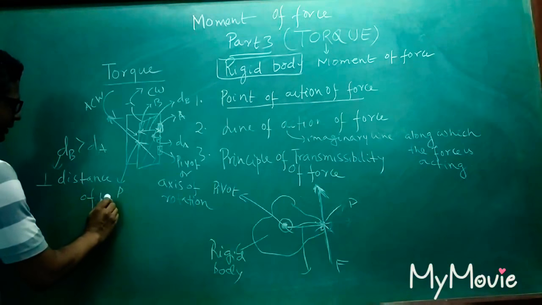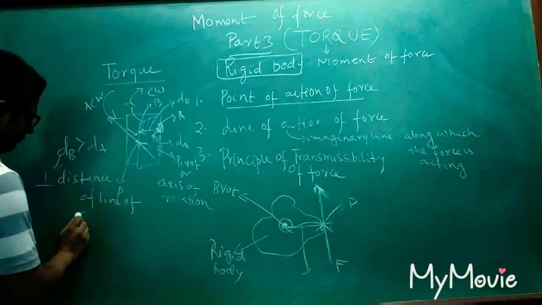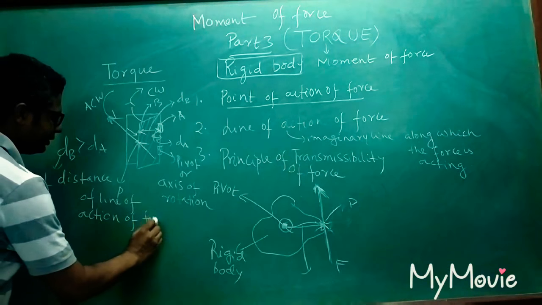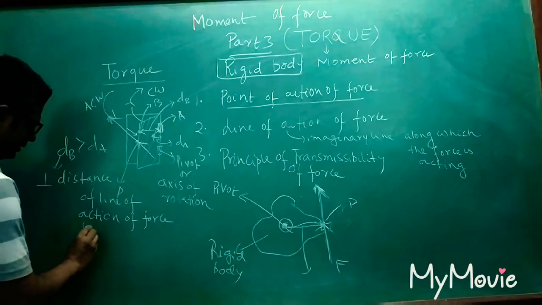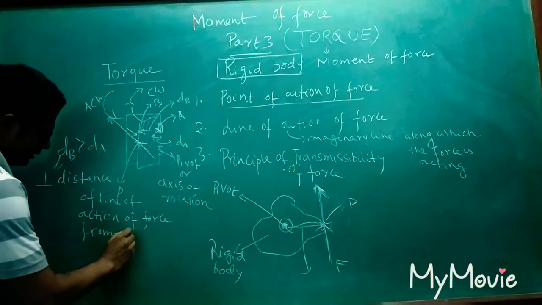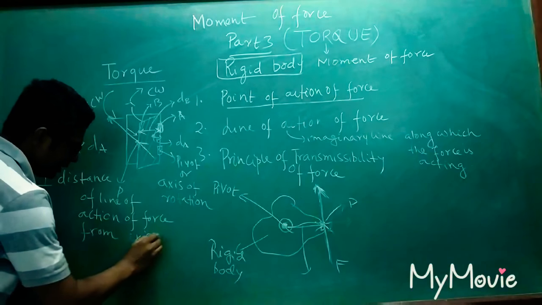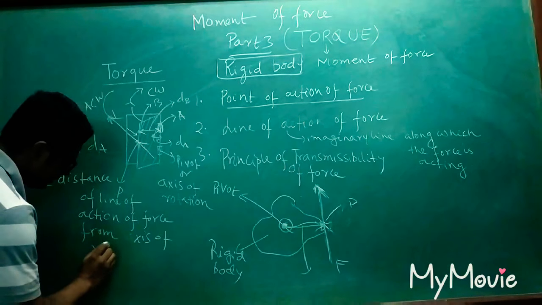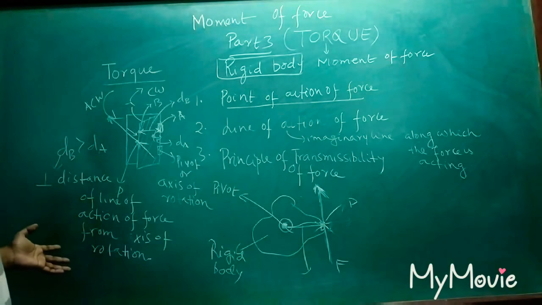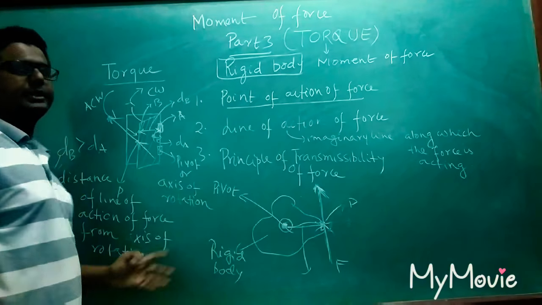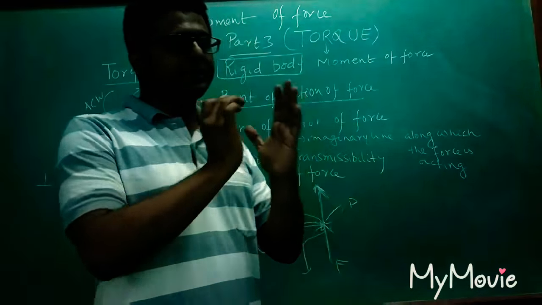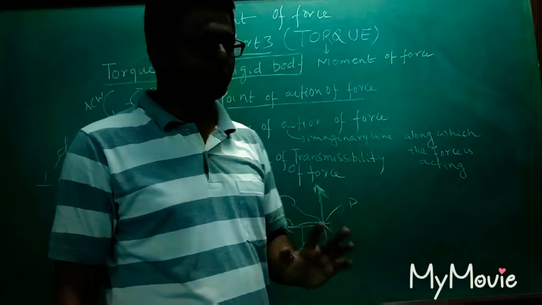D is perpendicular distance of line of action of force from axis of rotation. So one thing is for sure, if this distance is more, then it is easier for us to push, and if this distance is less, it becomes much harder for us to push.